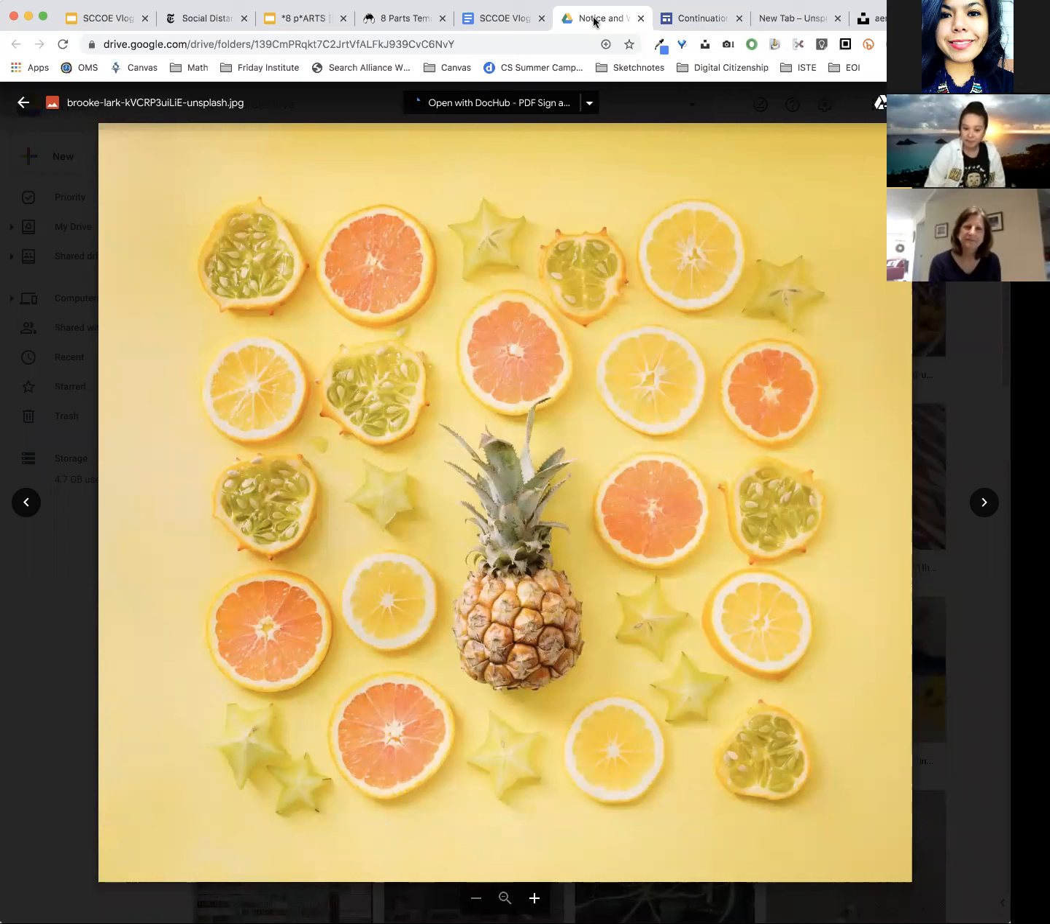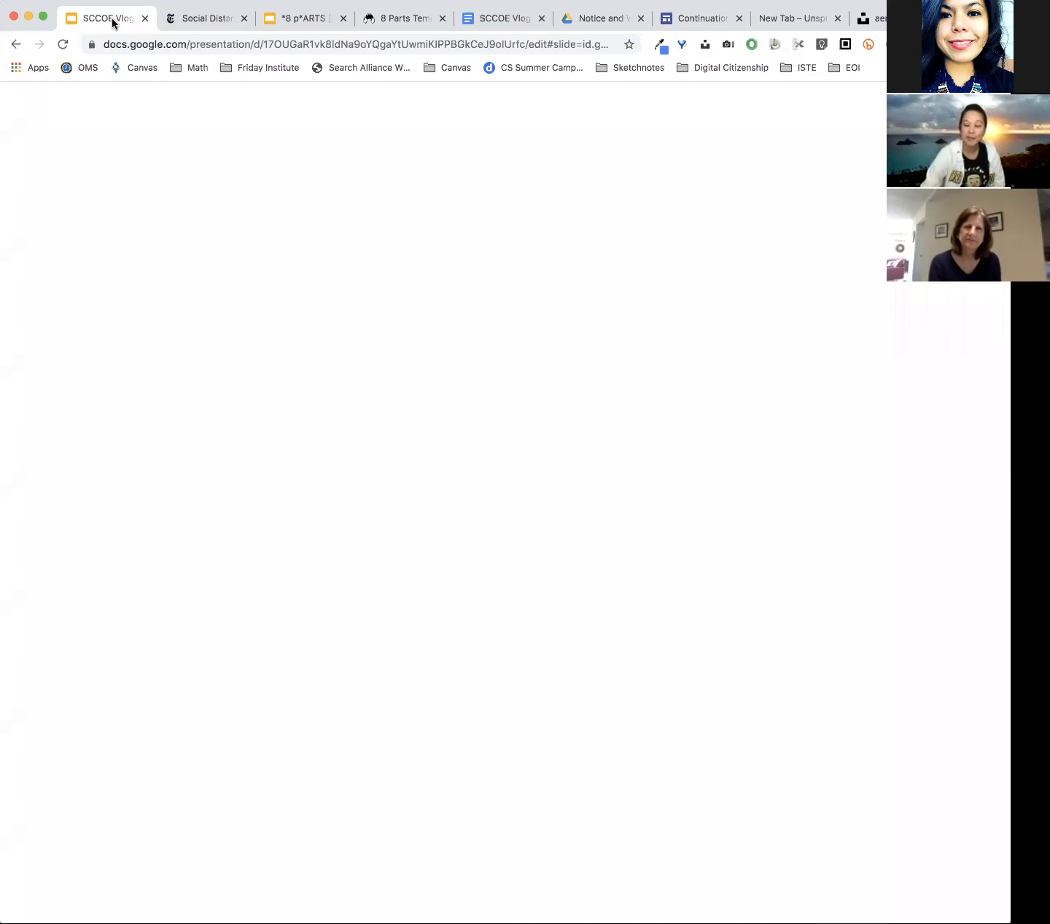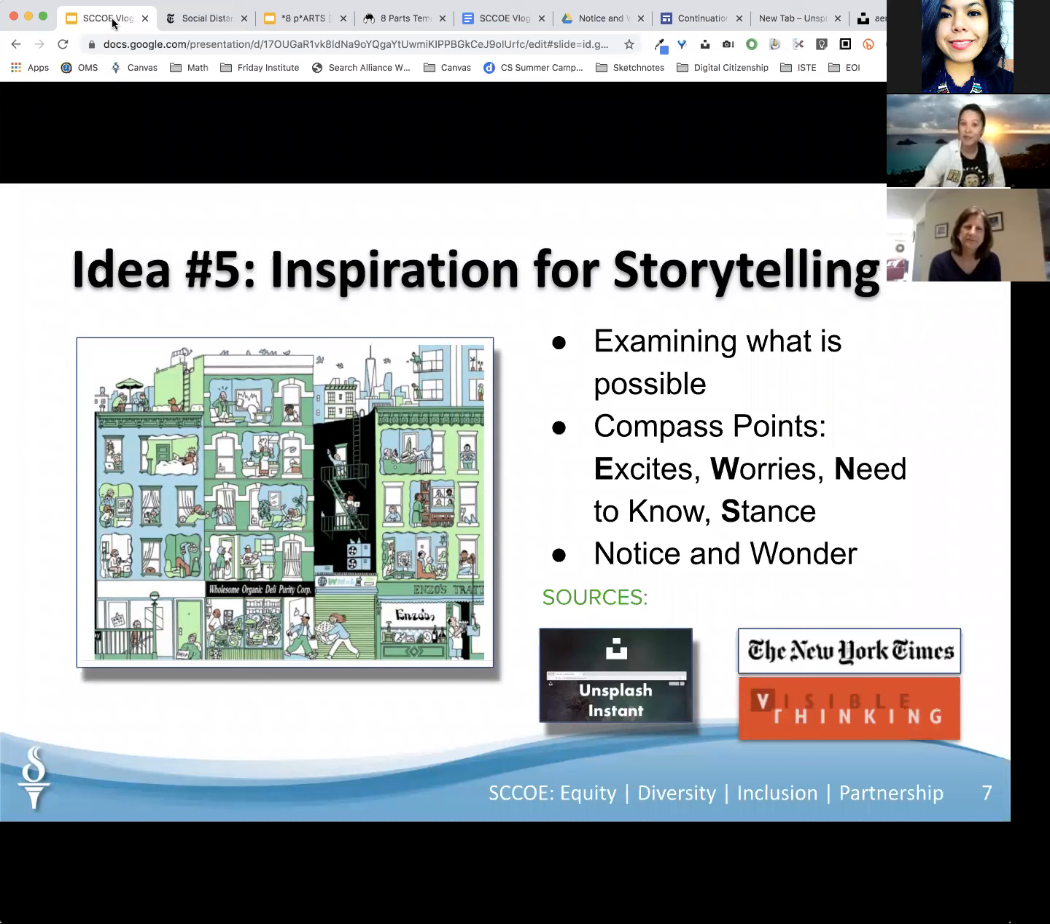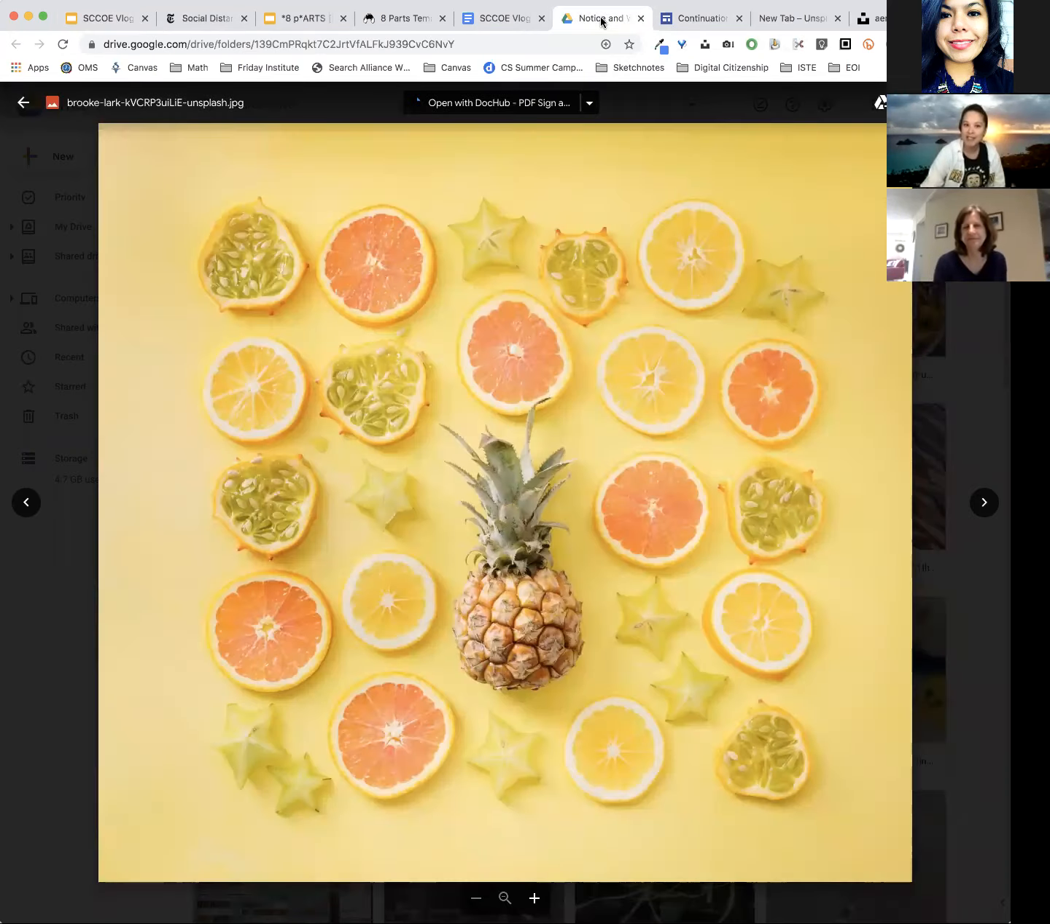And originally, this idea, idea number 5, was going to be called Inspiration for Writing, but I changed it to storytelling because what I like to do is use these images for storytelling for math also. Because if we look at something like this, what kind of math story can we tell? And I like to use the Notice and Wonder protocol. What do you notice? What do you wonder? And get into students creating different kinds of math problems.